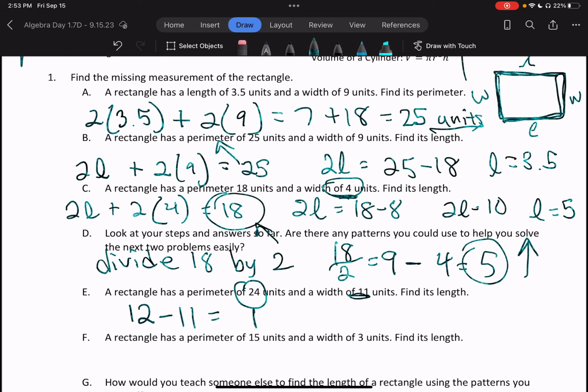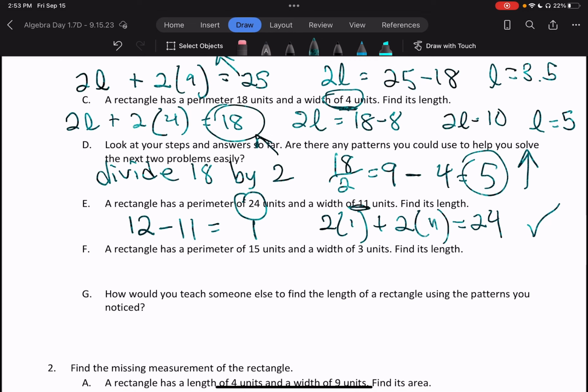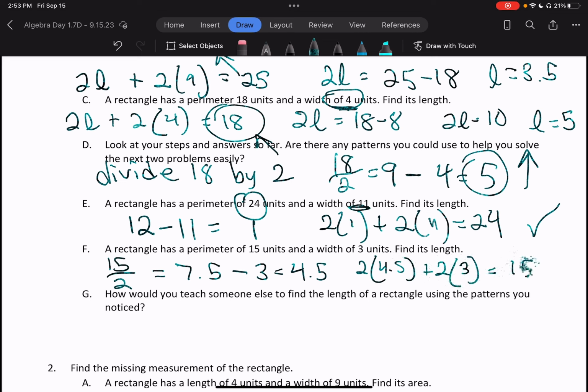Well, let's test that. If I have 2 times 1 plus 2 times 11, does that equal 24? And we get 2 plus 22, that does equal 24, so yes, that works out. Let's try another one. Perimeter of 15, so we're doing 15 divided by 2, which is going to give us 7.5. And then a width of 3 units, so minus 3 gives us 4.5. Again, we can test it. 2 times 4.5 plus 2 times 3 gives us 9 plus 6. That does, in fact, give us 15, so we know that works.